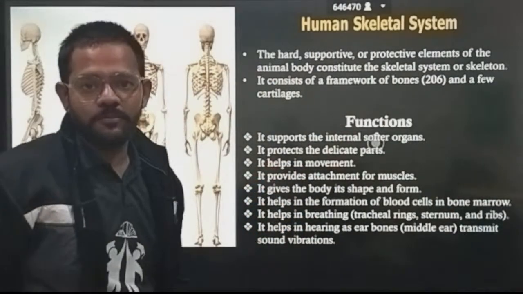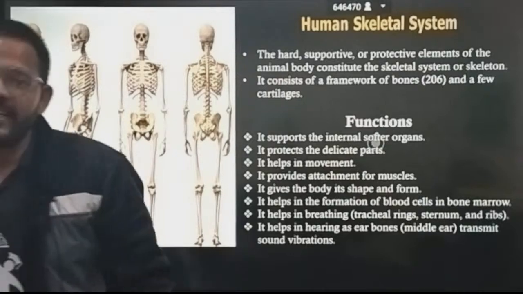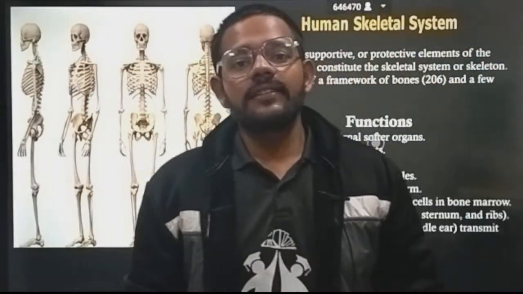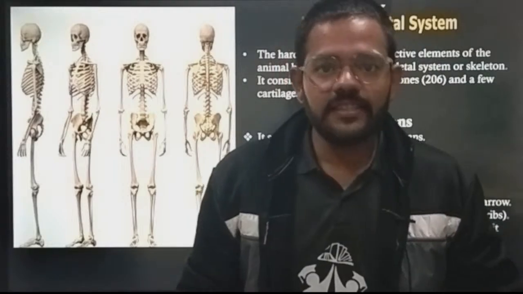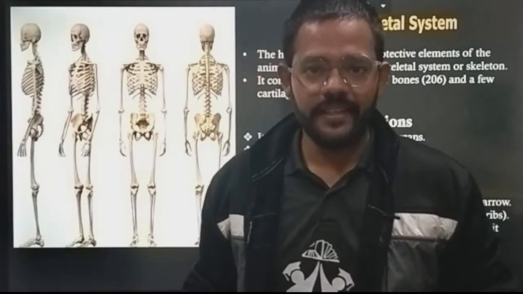Next, it helps in movement. Now I am moving here. So this coordinated movement is because of three systems, mainly your skeletal system, muscular system and neural system. When these three systems come together and you start to do locomotion and movement, that is your coordinated movement.